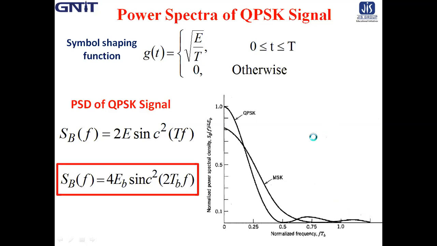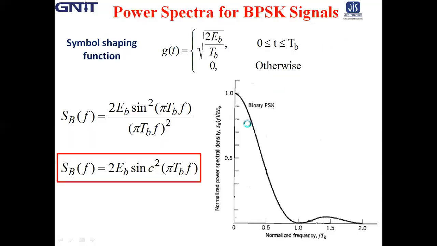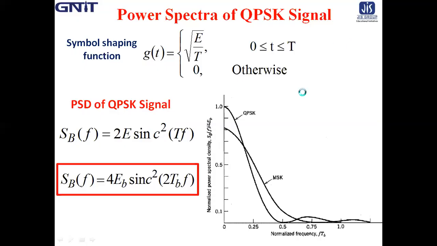Now I will show you the bandwidth of the BPSK system. See the bandwidth of QPSK here, and see the bandwidth of the BPSK system. For BPSK the cutoff point is 1, 2, but in QPSK it is 0.5 and 1. See the difference. So the bandwidth is half. Here it is 2Eb, but here it is 4Eb sinc squared (f Tb). So the bandwidth of QPSK is just half of the bandwidth of the BPSK system.